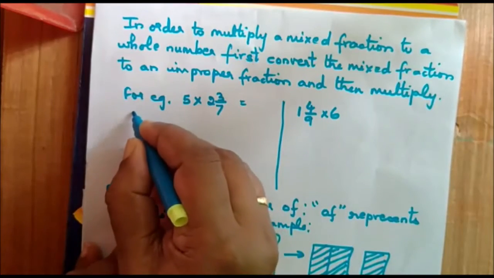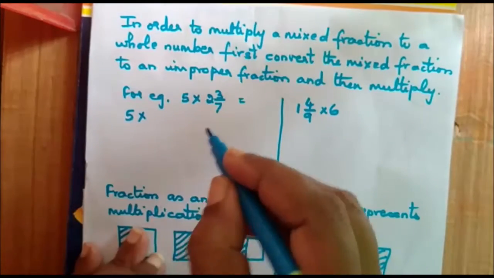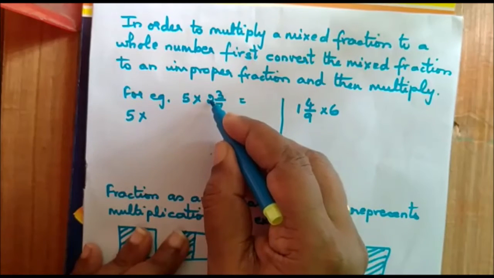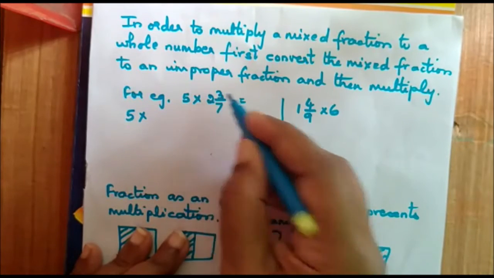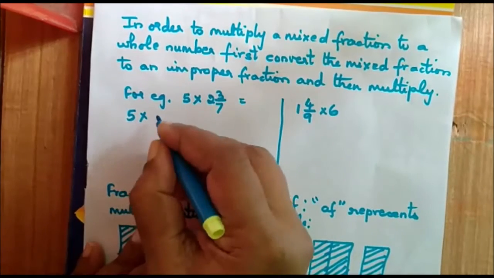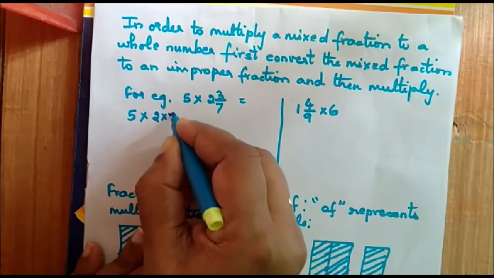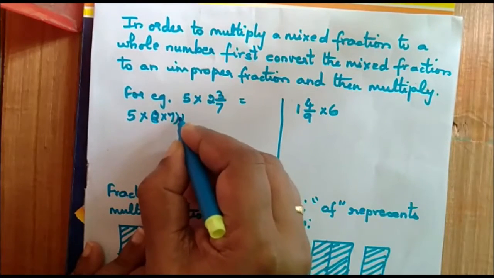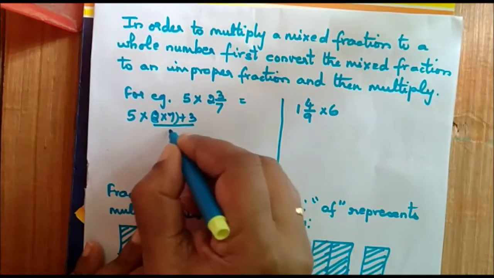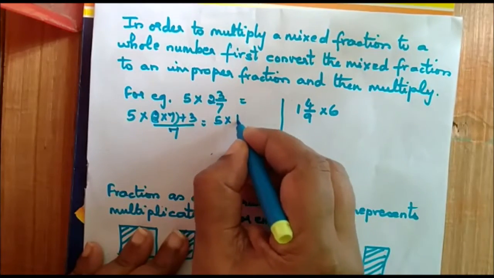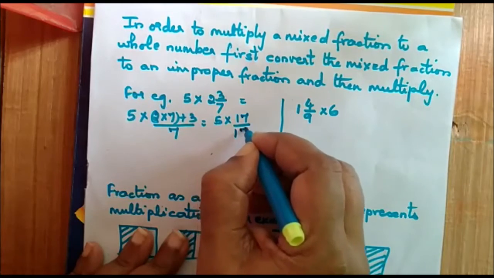So we will solve this: 5 into 2 and 3 by 7. How do you convert this into an improper fraction? 7 into 2 is 14. 14 plus 3 is 17. I hope you got how we do it. 7 into 2 is 14, then you have to add 3. So this is nothing but 5 into 17 by 7.